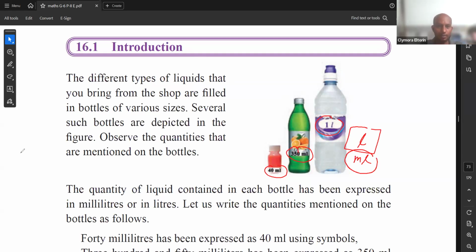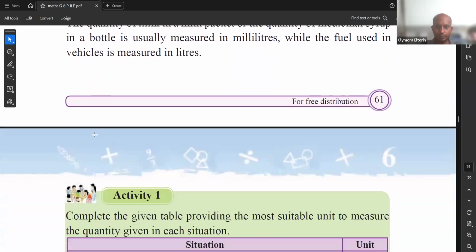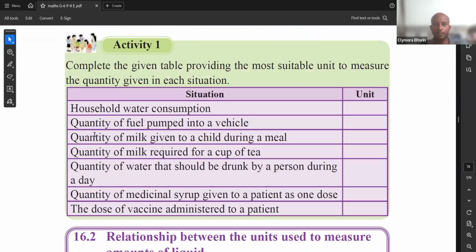Let's go to activity number 1. First of all, copy this to your writing book and then write your answers. Stop the video, pause it, copy this table and try to fill it. After that, you can check with my answers. After you fill it, you can resume your video.